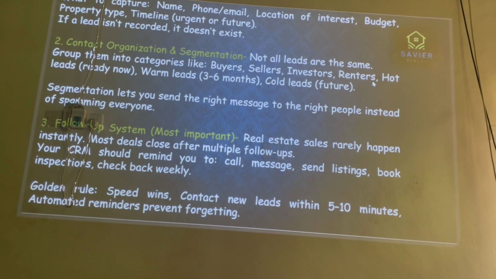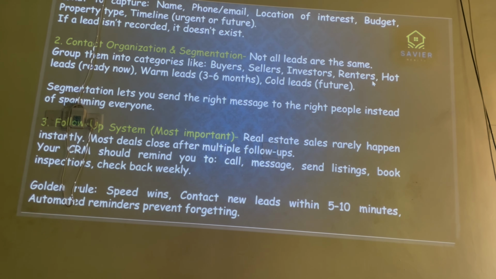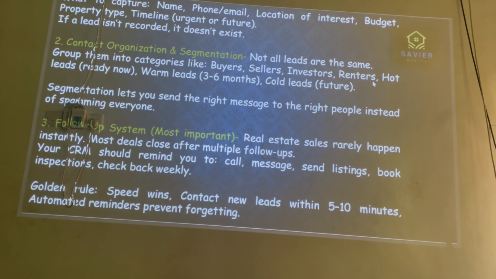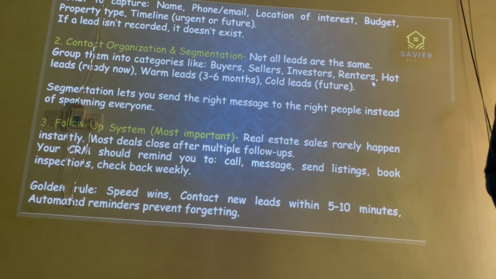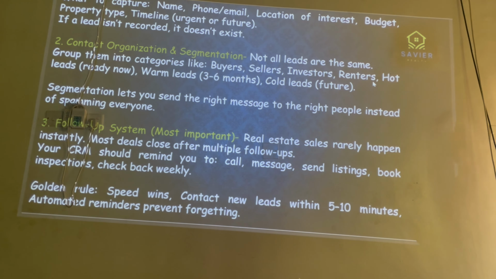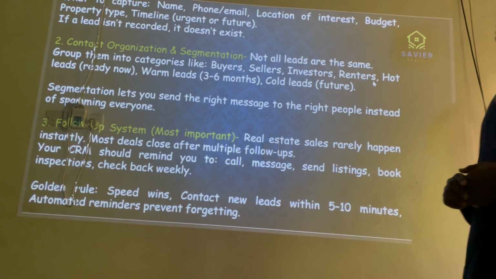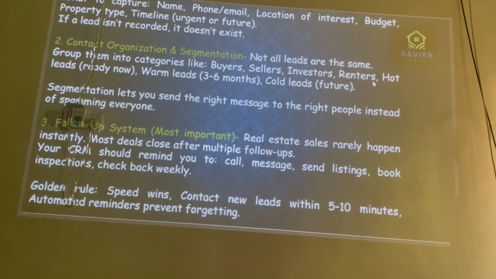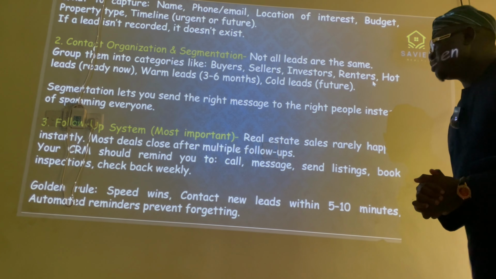Then you have to have a follow-up system. This is most important in your CRM. Real estate sales rarely happen instantly. Most deals close after multiple follow-ups. Your CRM should remind you to call, to message, to send listings, to book inspection, to check back weekly. That is your own CRM. Those are the things it must remind you. The golden rule: speed wins. Contact new leads within 5 to 10 minutes.